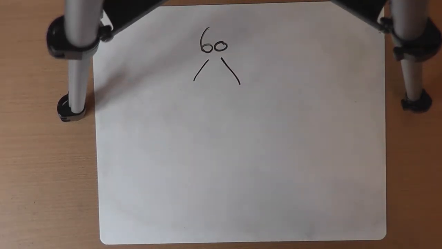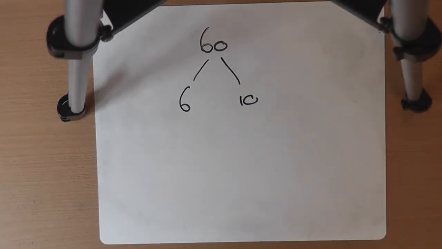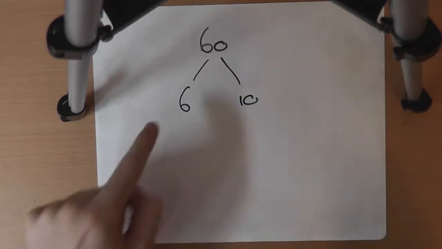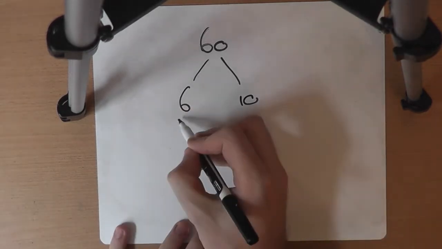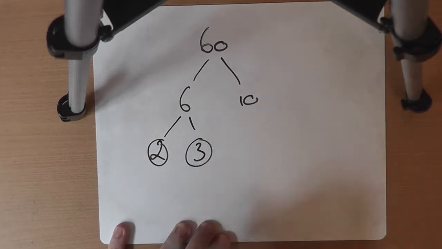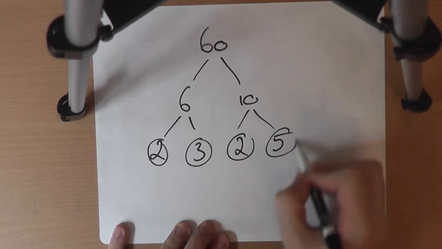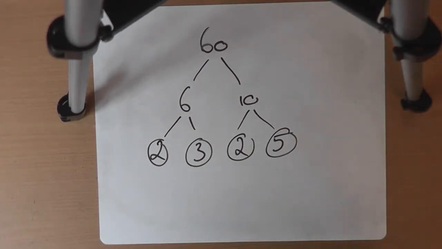Now I mentioned just then that it didn't matter which pair of numbers you picked. Any pair of numbers that times together to make whatever you're branching off from will work. So what if at the beginning, when I had 60, I'd started with, say, 6 and 10? That would be okay because 6 times 10 is 60. Is 6 a prime number? No, it isn't. Well, we could split 6 into 2 and 3, both of which are prime. Is 10? No, it isn't. But we could split 10 into 2 and 5, both of which are prime. And you see we obtain the same 4 numbers, 2, 3, 2 and 5.